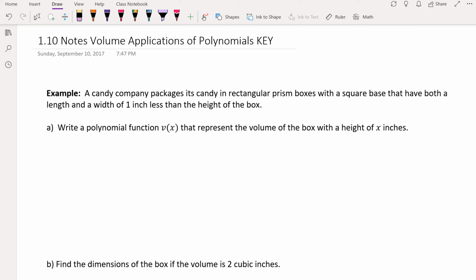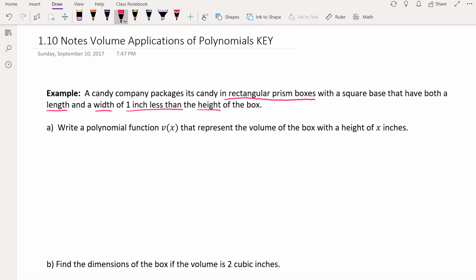Example: a candy company packages its candy in rectangular prism boxes with a square base that have both a length and width. Let's underline length and width, 1 inch less than the height. The first thing we're going to do for this problem is draw a picture that's going to represent what we're even talking about.